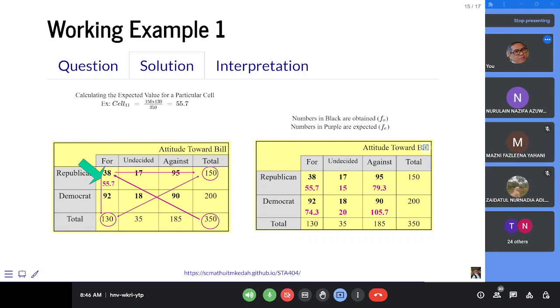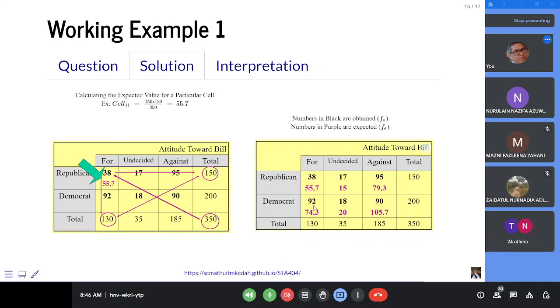Okay, remember in the earlier stage just now, I mentioned that in order for the variables to be independent, the observed frequency and the expected frequency shouldn't differ too much. If you can see here, I expect that there is a dependence between the party affiliation with the attitude towards the bill.